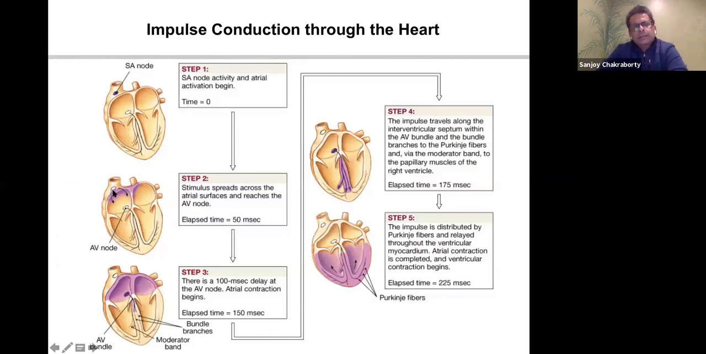So right here, when the SA node produces the signal, this purple color indicates that the signal is traveling through the entire atria, and finally it comes right here. This is the part that we need to understand: the signal cannot go through here. It cannot go through any other place. If it wants to travel to the ventricle, it has to go through this AV node.